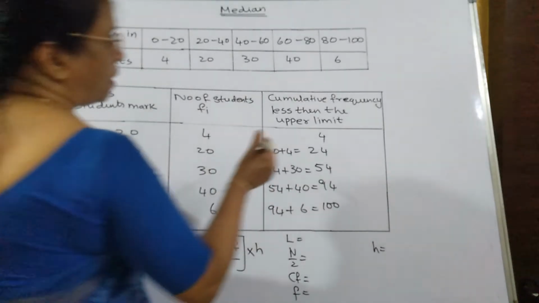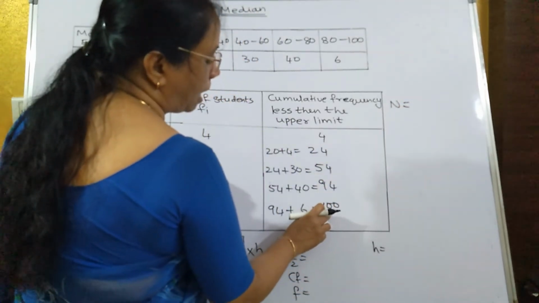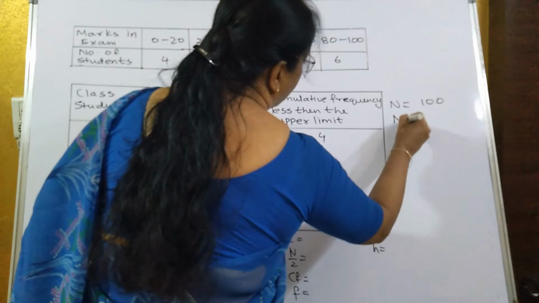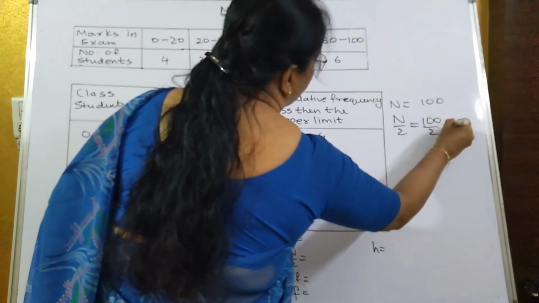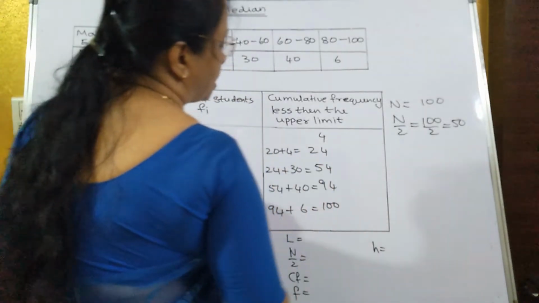First we have to find out n. Over here n we have got how much? Whatever you got in the final addition, that is your n. So n is equal to 100. So n upon 2 is equal to how much? 100 upon 2, that's equal to 50.